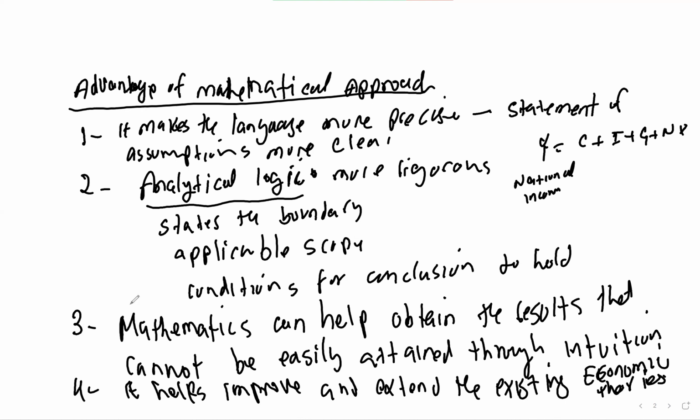Number three is that mathematics can help obtain results that cannot be easily attained through intuition. Now, if you just write about the growth level, if math is not involved and you say, okay, we have a growth which is a little bit more than last year, if you just write it in English, it does not imply exactly what we mean by more than last year. Whereas if you use mathematics, you can say, okay, the growth in national income, or the GDP, was 2% last year, but this year we have 4%. Now you can clearly see the difference, that actually the growth doubled, rather than saying more than last year. So using mathematics can help obtain results that cannot be easily attained using intuition.